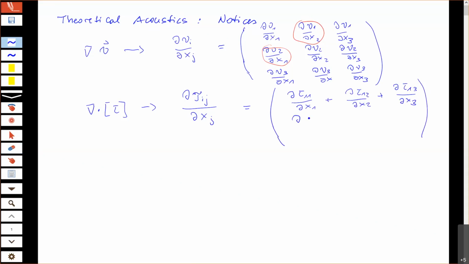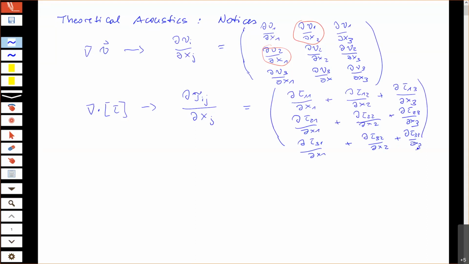So we have the component tau_21 with respect to x1, plus the derivative of the component tau_22 of the viscosity tensor with respect to x2, and tau_23 with respect to x3. And then we have tau_31 with respect to x1, plus the component tau_32 with respect to x2, and the component tau_33 with respect to x3.